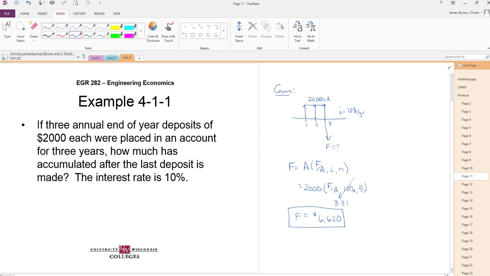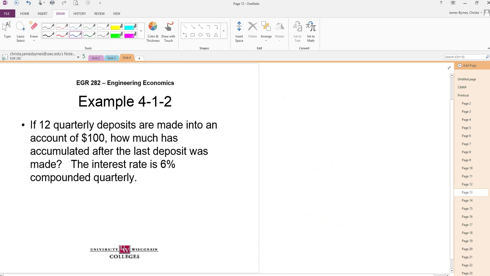It's that simple. Seems pretty simple, right? Seems pretty simple to me. Now let's do one more problem here. There are 12 quarterly deposits made into an account of $100. How much has accumulated after the last deposit? If the interest rate is 6% compounded quarterly. Okay, so we have 12 quarterly deposits. So we're going to do 1 through 12, and we're going to deposit into the bank. We can go up or down. Let's go down this time.